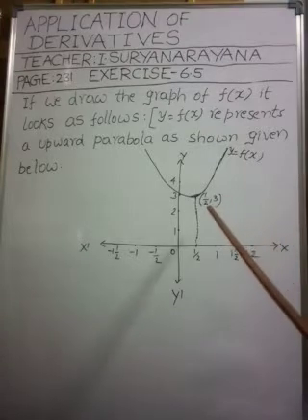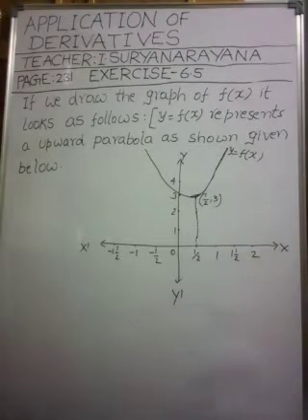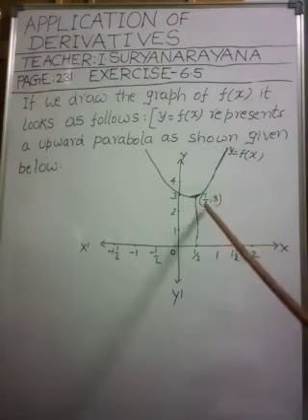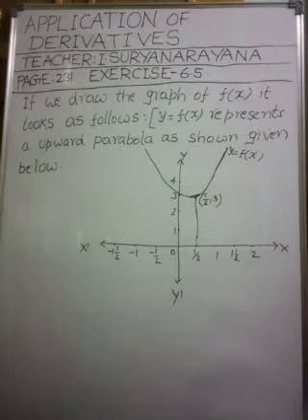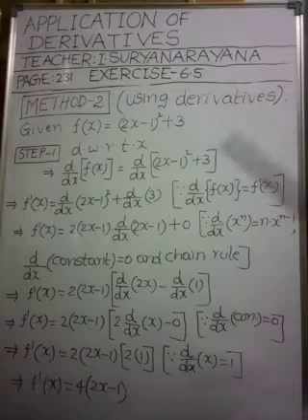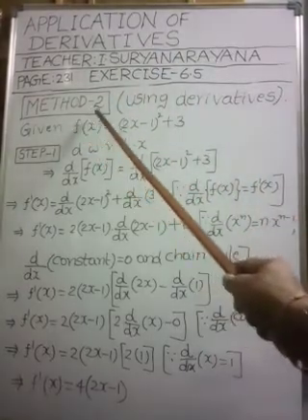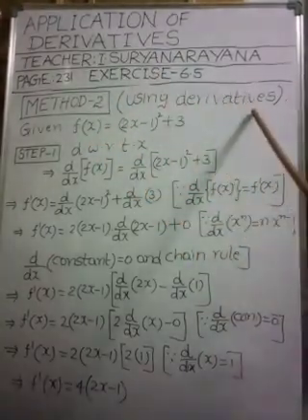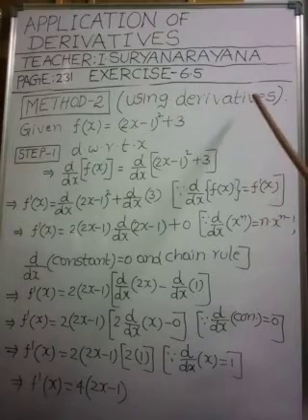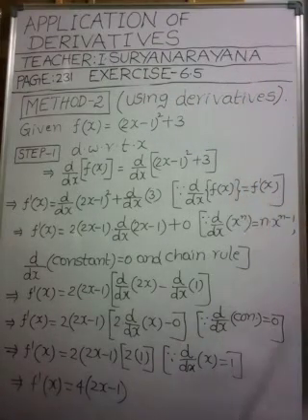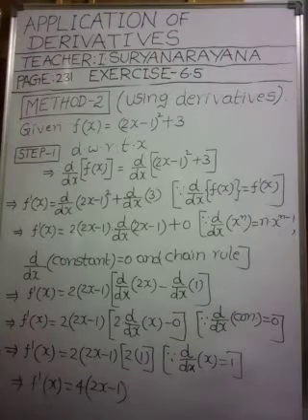Okay, my children, understood this concept? The maximum value and the minimum value of this function f of x: minimum value of f of x is 3 at x is equal to 1 by 2, but it has no maximum value. Understood, my children? Right. Now come to method 2, the second method, using the concepts of derivatives. Using the concept of derivatives, we are going to find the maximum value and minimum value of this given function.